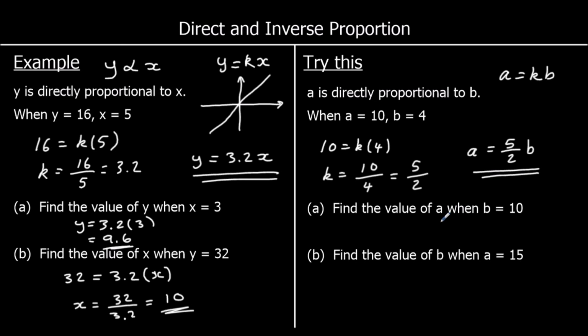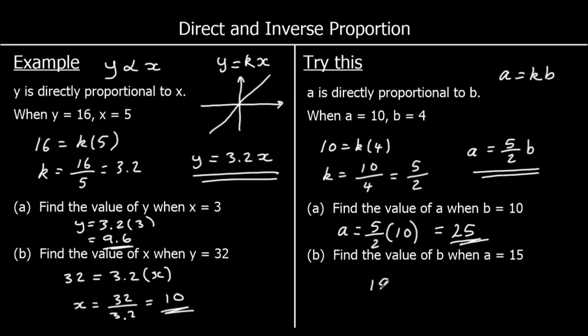So part A, find the value of A when B is 10. So we substitute in B as 10. So it's 5 over 2 times 10. 2.5 times 10 is 25. So that's the answer.